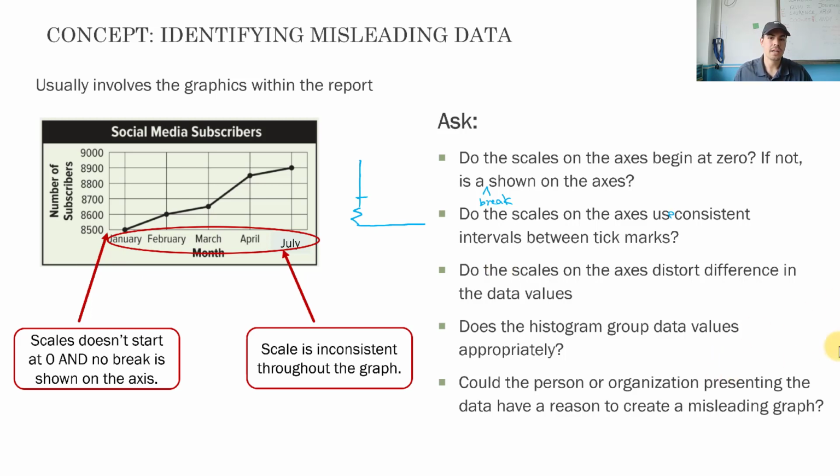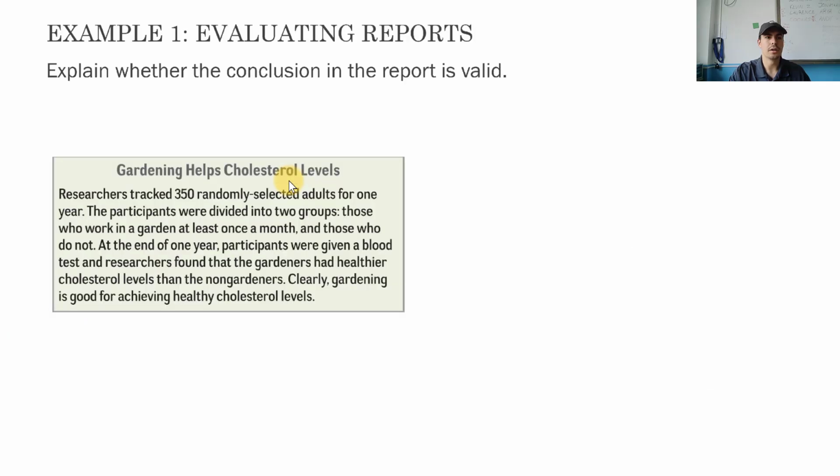Now, does the scale distort the difference in data values? Now, in this case, it actually does, because this looks like this social media person has a lot more subscribers from January to 5 months later, when in fact, they really started at 8,500 and only ended at 8,900. So it looks like there's a lot more growth than there actually is if you think about the percentage of that growth. All right, let's hop into our examples here.